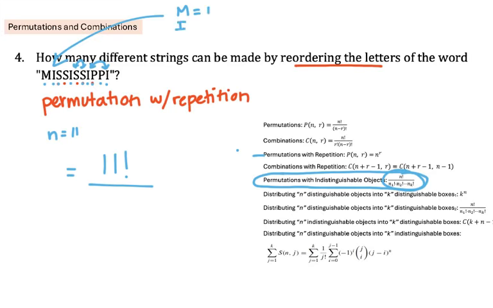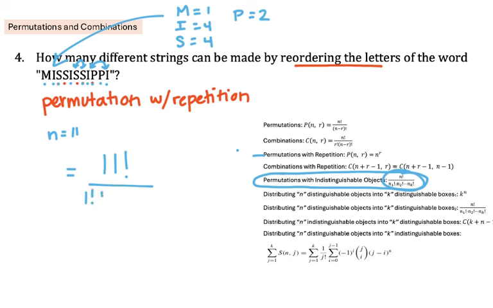How many I's are there in this? There's 1, 2, 3, 4 I's. How many S's are there? There's 4 S's. And how many P's? There are 2 P's. So what we do is for all those things that repeat, we're going to divide them.